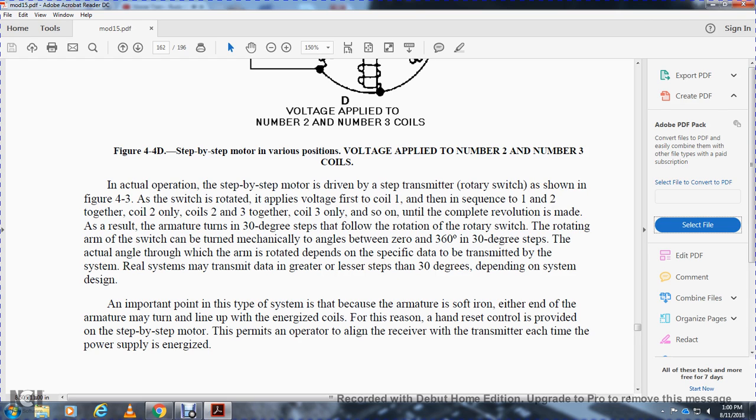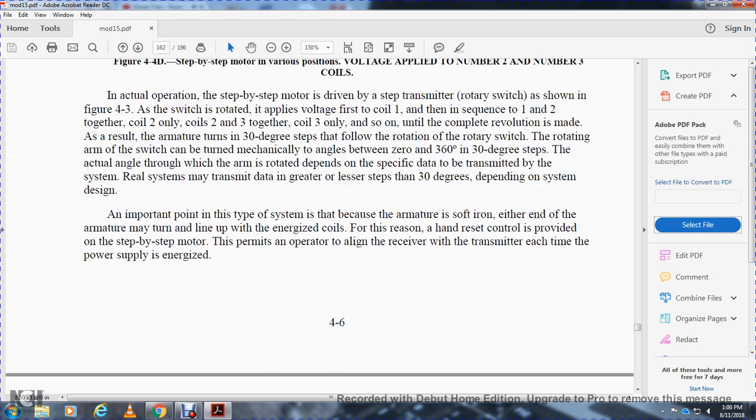Rotation of the switch arm can be determined by a mechanical angle between 0 and 360 degrees in 30-degree steps. The actual angle through which the arm is rotated depends on the specific data transmitted by the system. A real system may transmit data with greater or lesser steps than 30 degrees, depending on the system design. An important point of this type of system is that the armature is soft iron, so either end of the armature will line up with the energized coil. A hand reset control then drives the motor to permit the operator to align the receiver with the transmitter each time the power supply is energized.